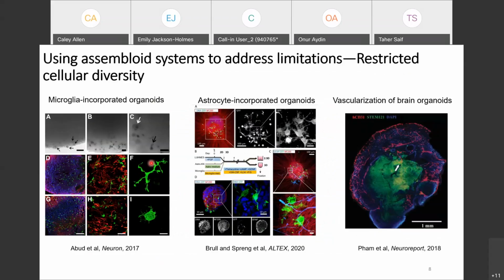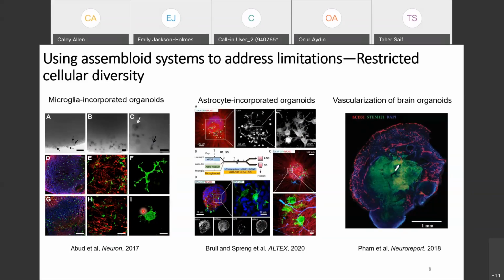So what's interesting is that they've been able to recapitulate some interesting cell interactions. For example, with the microglia-incorporated organoids, they were able to observe the change in microglial morphology from a more quiescent state with ramified processes to an amoeboid state when the brain organoid is injured or activated. And people have used these approaches to incorporate these very diverse cell types and further help our understanding of how these cellular interactions occur during development.